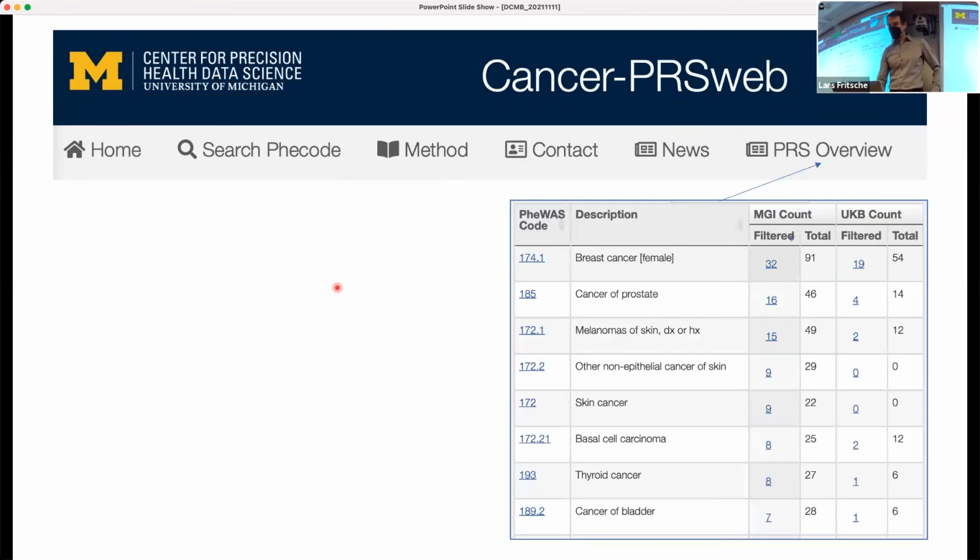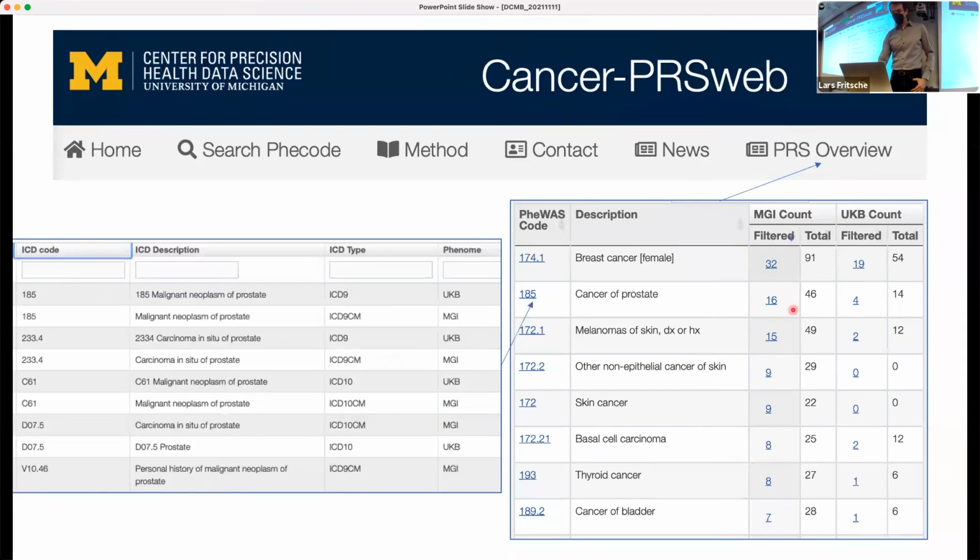Then you might be interested in getting an overview about all the PRS that were generated. You can see the different traits, the description and the phecodes. You can see how many remained after filtering, how many PRS there were before we started, and you can look at PRS MGI or MGI Biobank. So this is a nice overview. And if you want to see how a phenotype was defined, you can click on a phecode and it will tell you which ICD codes were used to define, in this case, the prostate cancer diagnosis.